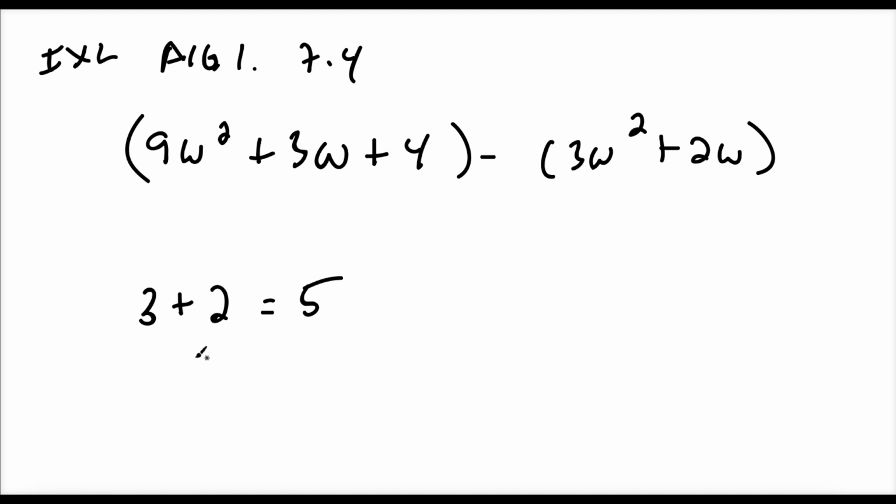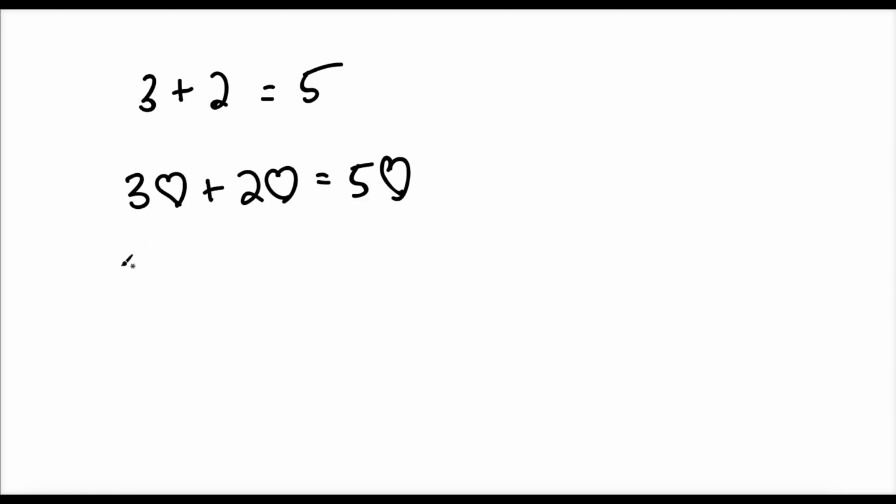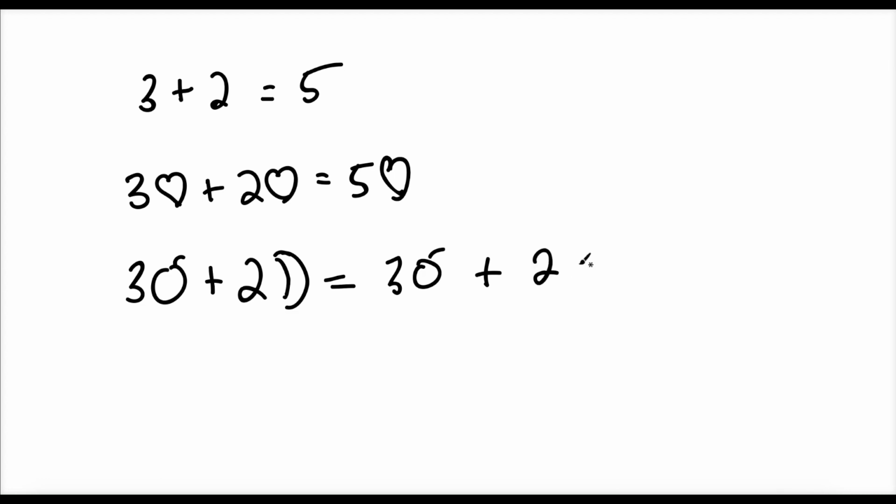5. Okay, what about 3 hearts plus 2 hearts? 5 hearts. What about 3 apples plus 2 bananas? 3 apples and 2 bananas. You cannot connect those. So when you think of a W and an X as apples and bananas, 3W plus 2X is just 3W plus 2X.